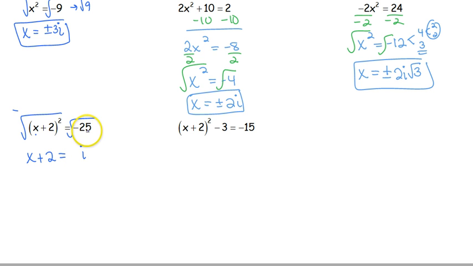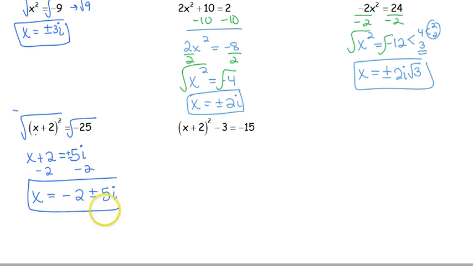The square root of 25 is 5. That's a perfect square. And then because I solved for something that was being squared, it's plus or minus. Then to get x by itself, we move the 2 over, and x is equal to a negative 2 plus or minus 5i. Which brings me to a great point of standard form.